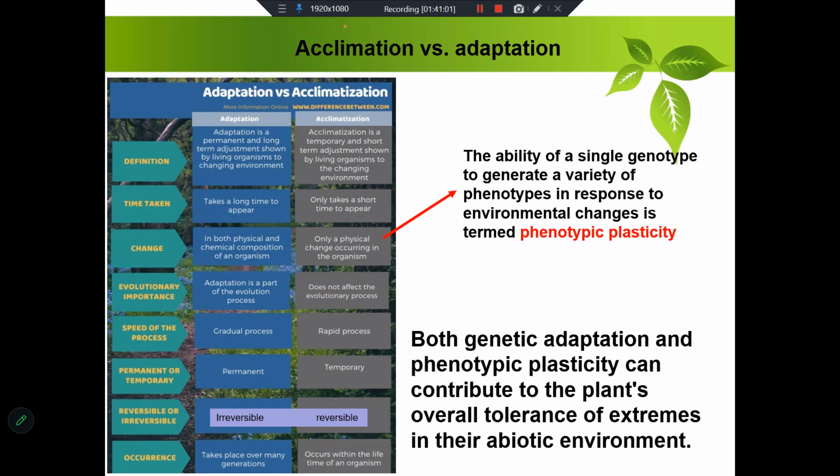There is a variation, and among this variation, when the environment is changed, only certain characters will get a benefit, others will not. So you know the common example, the length of the giraffes' necks. There is a variation. Some have short necks, some have long necks, and some have middle-length necks. And then the environment is changing, so the food is getting scarce.